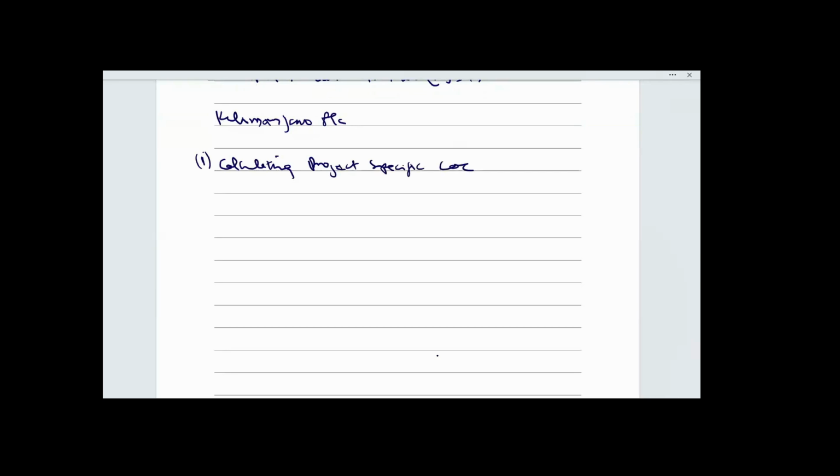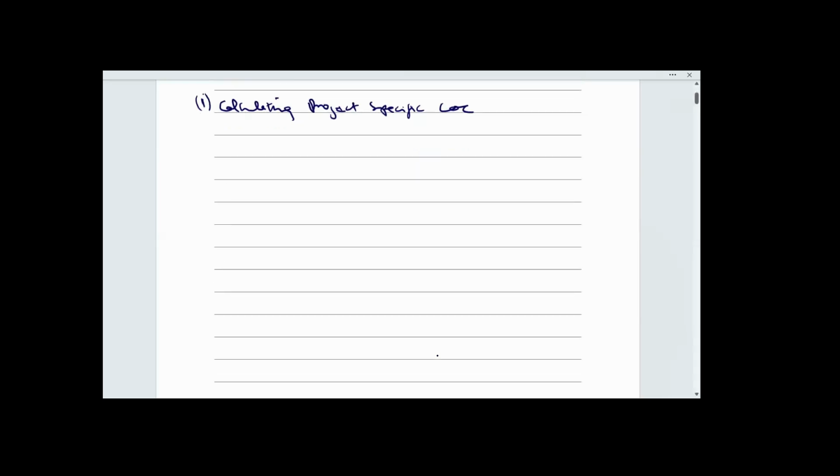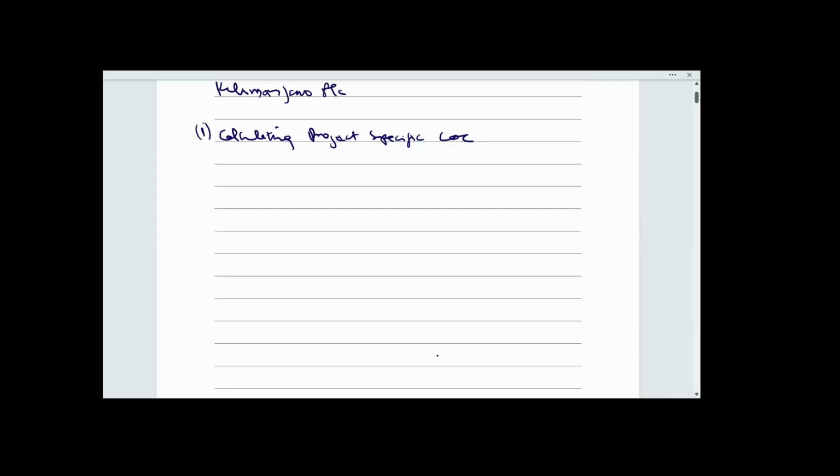Why are we calculating project-specific cost of capital? Because the examiner has told you that Kilimanjaro is diversifying into production of freezers. So you are expected to calculate project-specific cost of capital that will be consistent with the risk associated with the freezer industry. All right? Good.